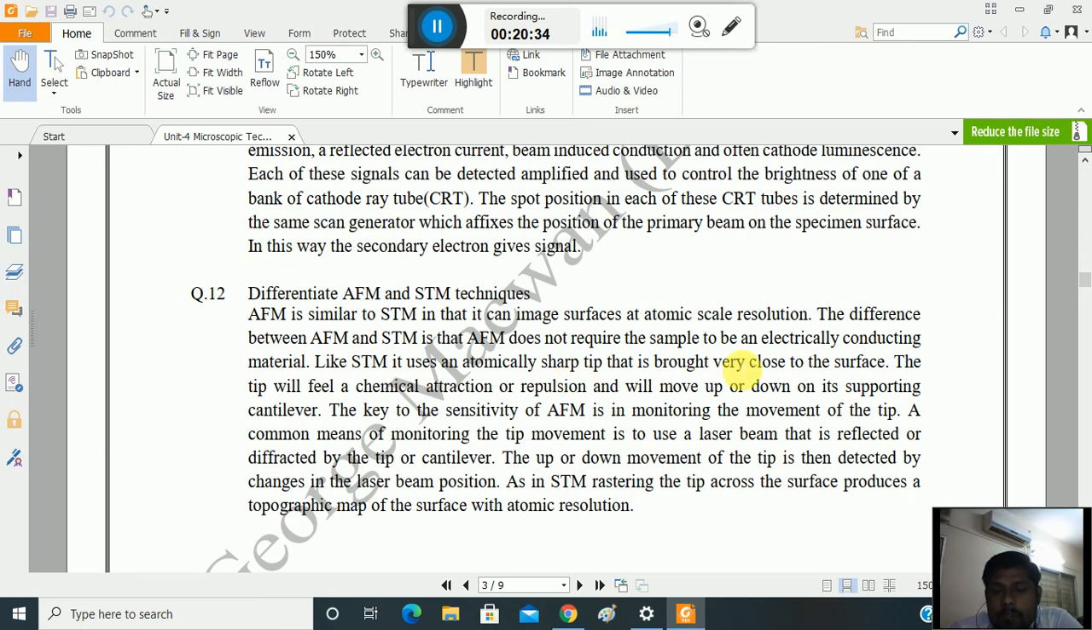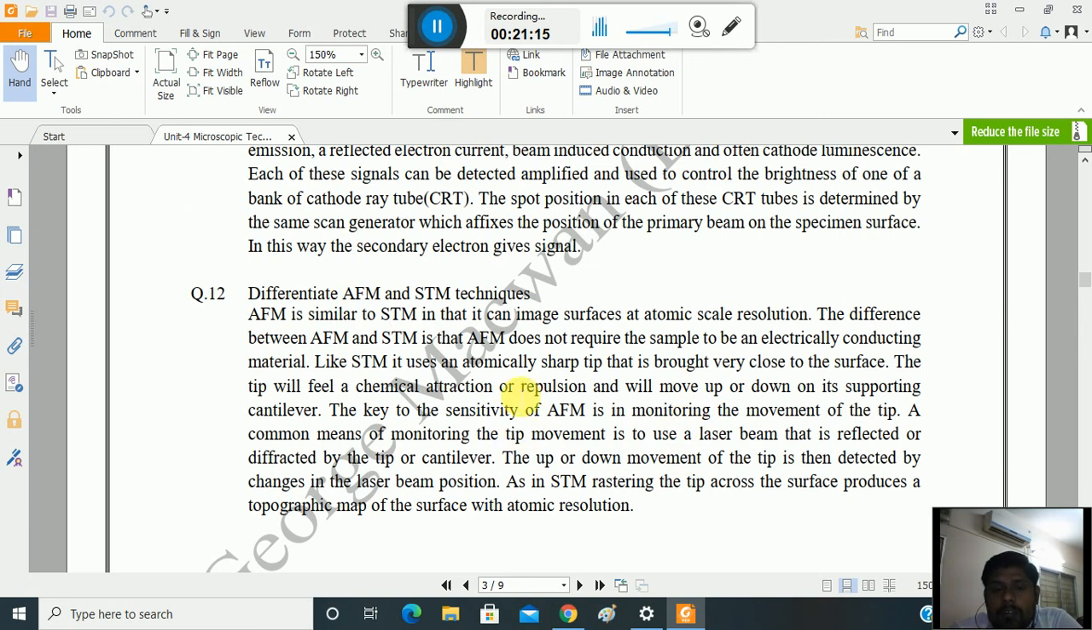AFM uses an atomically sharp tip that is brought very close to the surface. The tip will feel a chemical attraction or repulsion and will move up or down on its surrounding cantilever. The key to the sensitivity of AFM is in monitoring the movement of the tip. A common means of monitoring the tip movement is to use a laser beam that is reflected or diffracted by the tip of the cantilever. The up or down movement of the tip is then detected by the change in the laser beam position. While in STM, rastering the tip across the surface produces a topographic map of the surface with atomic resolution.